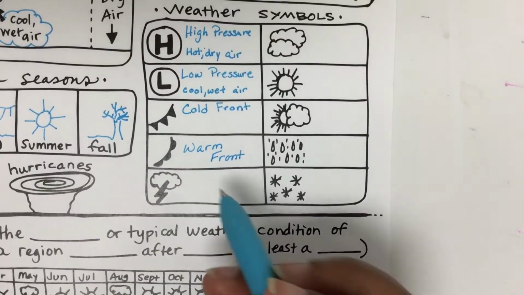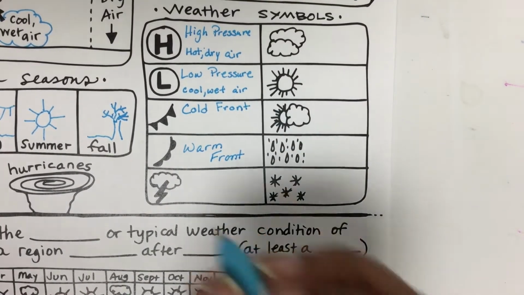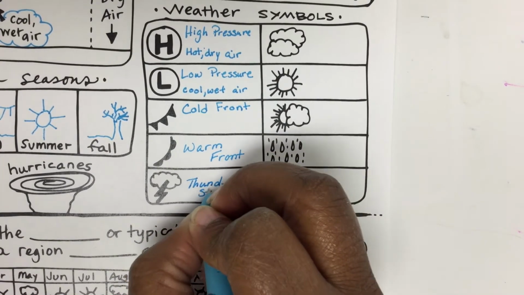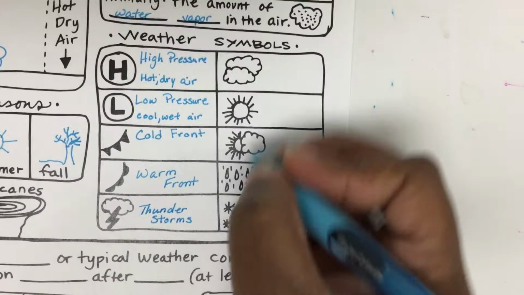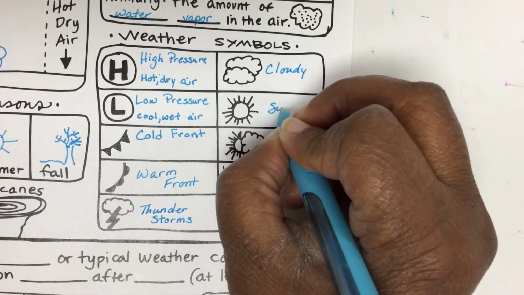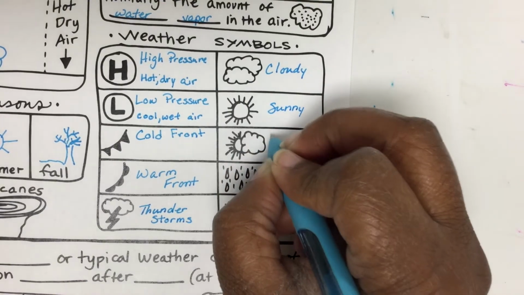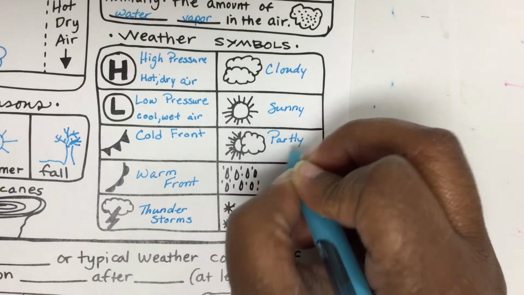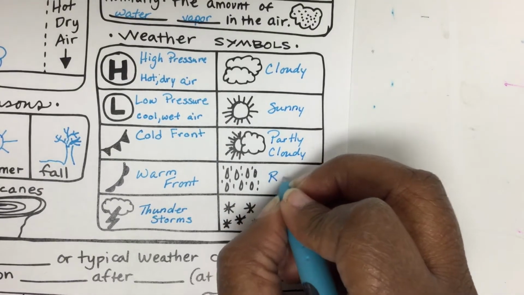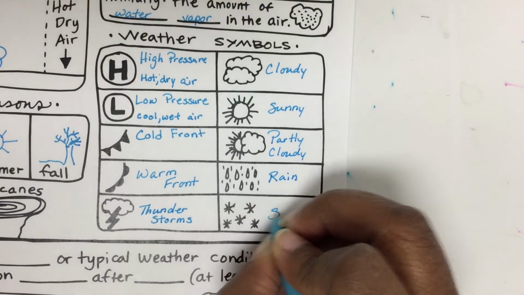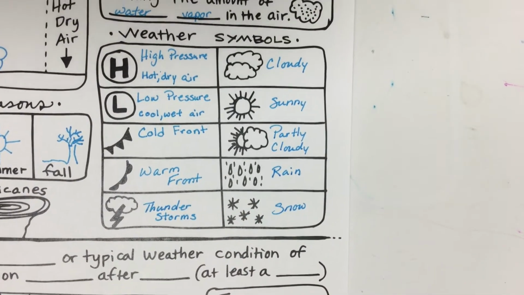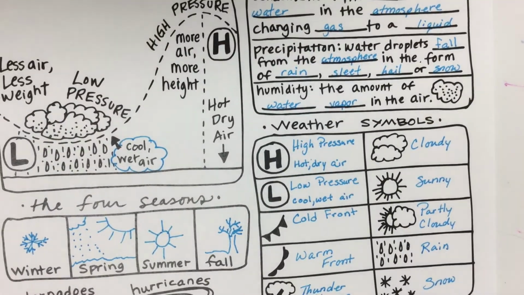And then just some other symbols that you might see when looking at the weather. We have thunderstorms, cloudy, sunny, partly cloudy, rainy or rain, and snow. Okay, that was all about weather. Now we're going to talk about climate.